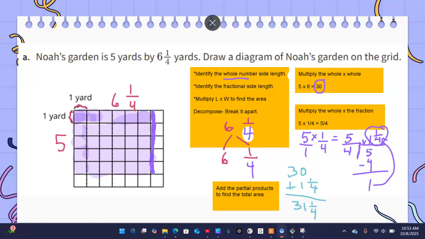And so that's this portion right here, which is 30 plus 1 1/4. That gives us 31 1/4. All right, let's try another one.